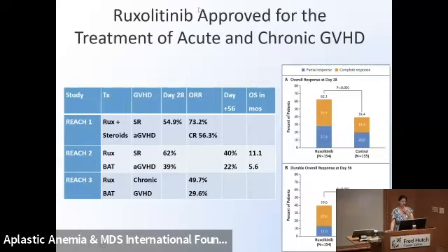The first studies they did, REACH 1 and 2, looked at acute and chronic graft versus host disease and showed that you could drop acute and chronic graft versus host disease by a substantial percent: 55 and 62%. The response rate was 73%. They also looked at the treatment in chronic graft versus host disease and showed that you could improve it in 50% of patients compared to 30% of the best available therapy.